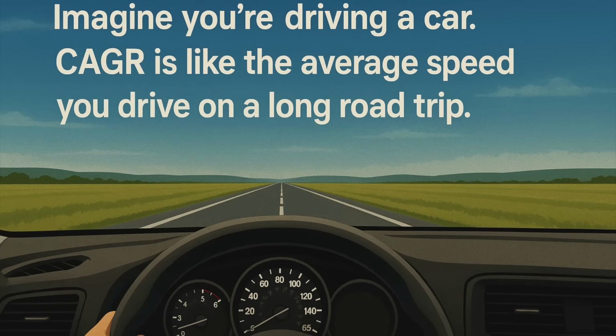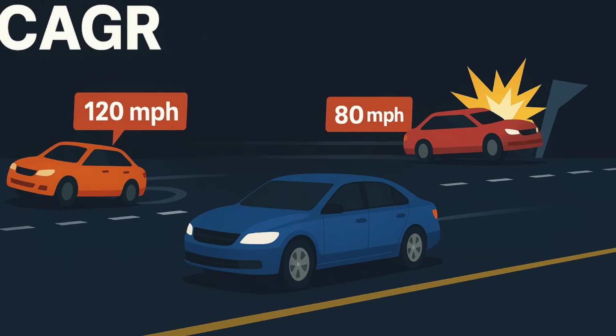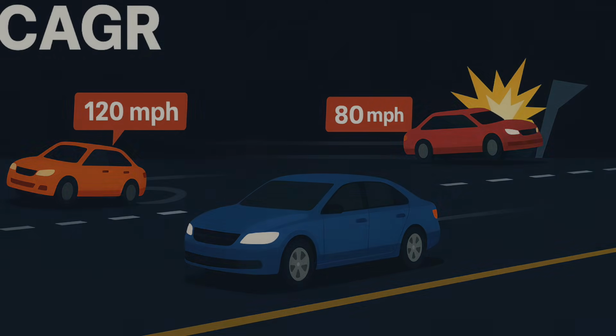Think of it this way. Imagine you're driving a car. CAGR is like the average speed you drive over a long road trip. If you tell someone we averaged 80 miles an hour, that sounds great, right? But they don't know that sometimes you were swerving through traffic at 120 miles an hour and at other times you were slamming on your brakes in traffic. That's kind of erratic driving and it's risky. One mistake could end that entire car ride.